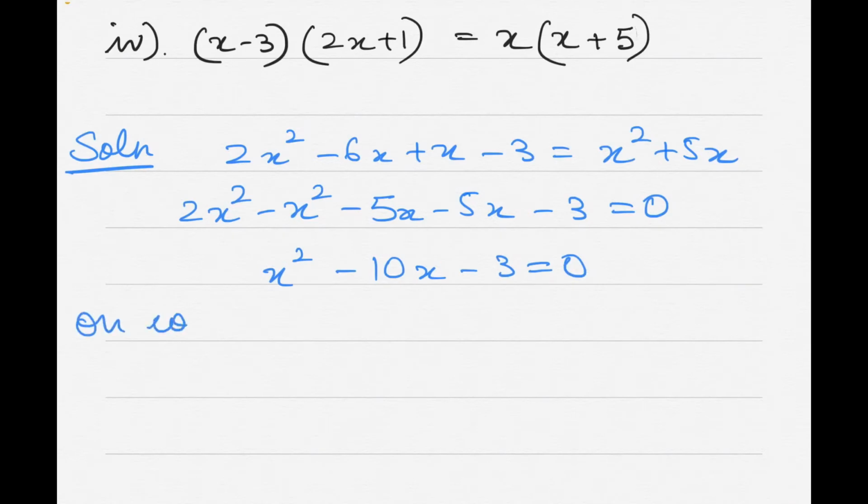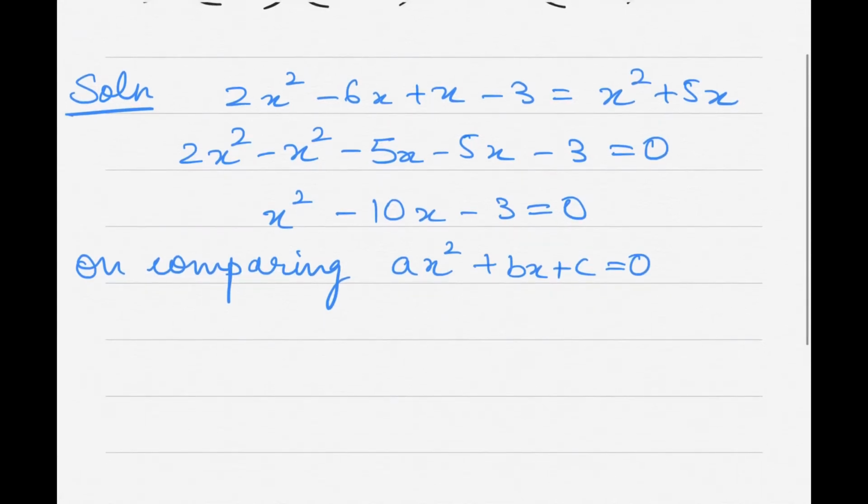So on comparing with the general form of quadratic equation, ax square plus bx plus c is equal to 0, yes, the highest power is 2 and it is satisfying this form. So the answer I can write down: yes, it forms a quadratic equation.